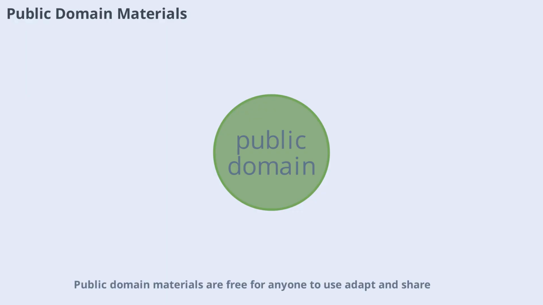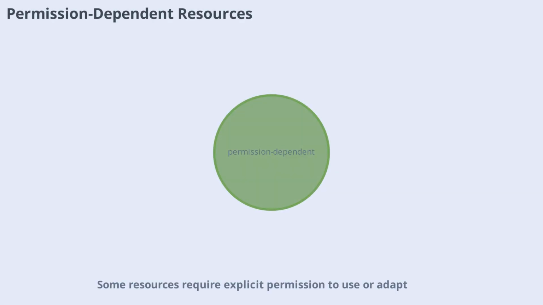Public domain materials are free for anyone to use, adapt, and share. These resources are especially useful when you need flexibility and don't want to worry about copyright restrictions. Still, always check that the content is accurate and appropriate. Some resources require explicit permission to use or adapt. This might involve contacting the creator or publisher. Always secure the necessary permissions before incorporating these materials into your teaching.